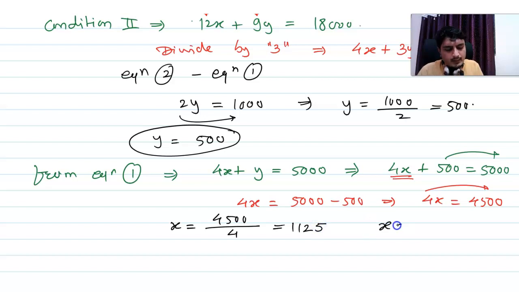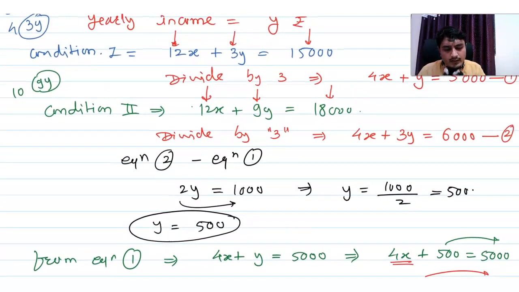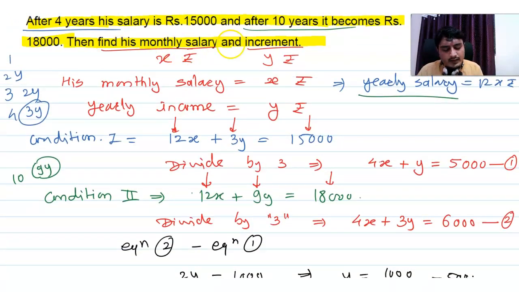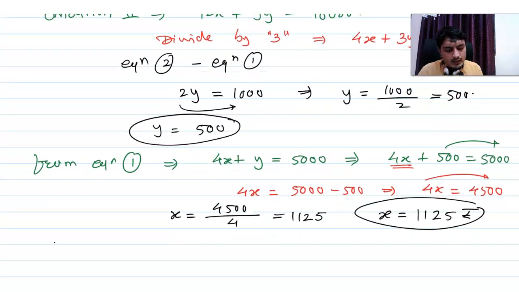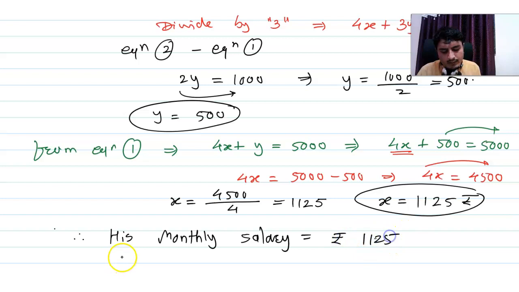So we can say the person whose monthly salary is 1,125 rupees. As per the given, we had to evaluate his monthly salary, which we assumed as x. So I am writing at last, therefore his monthly salary is rupees 1,125, while his yearly increment in his salary, which is y, is rupees 500.